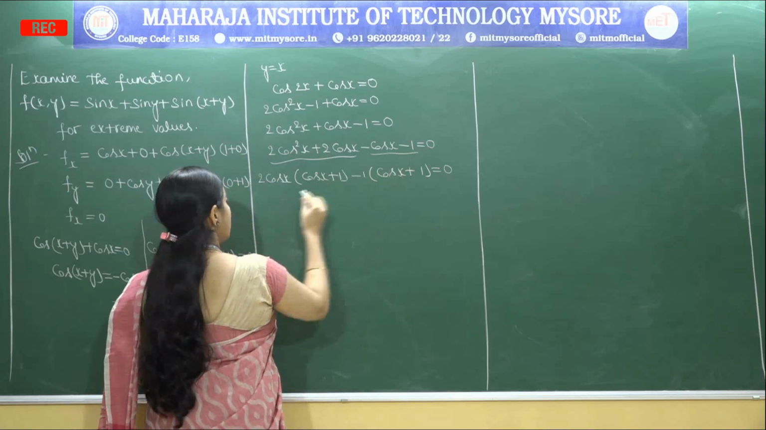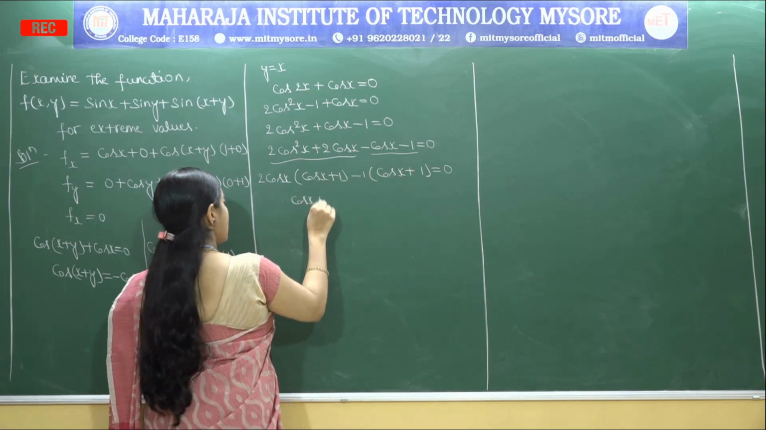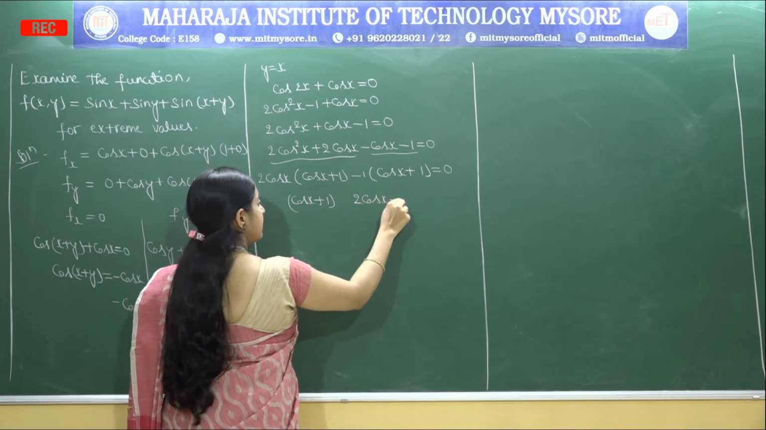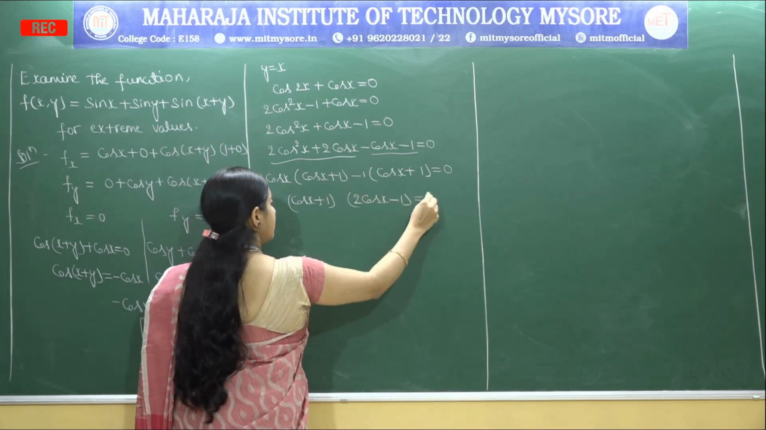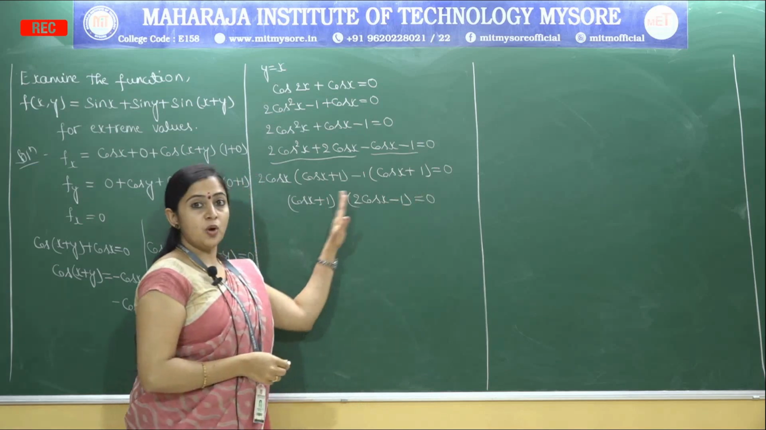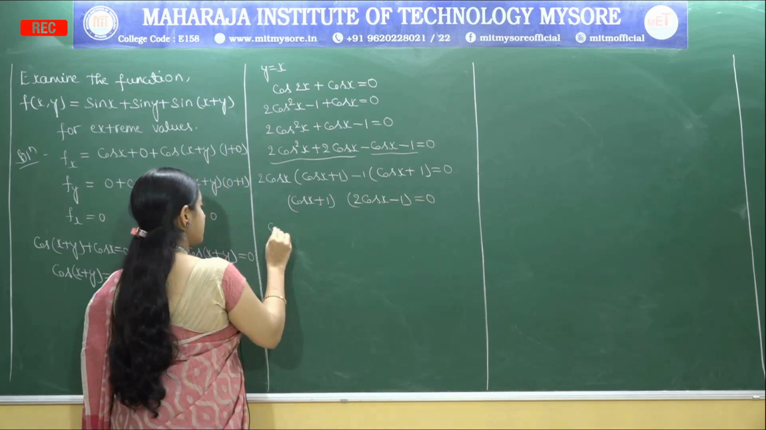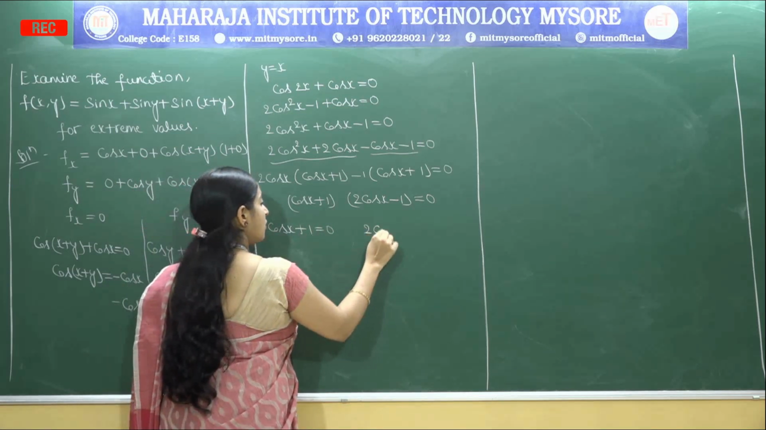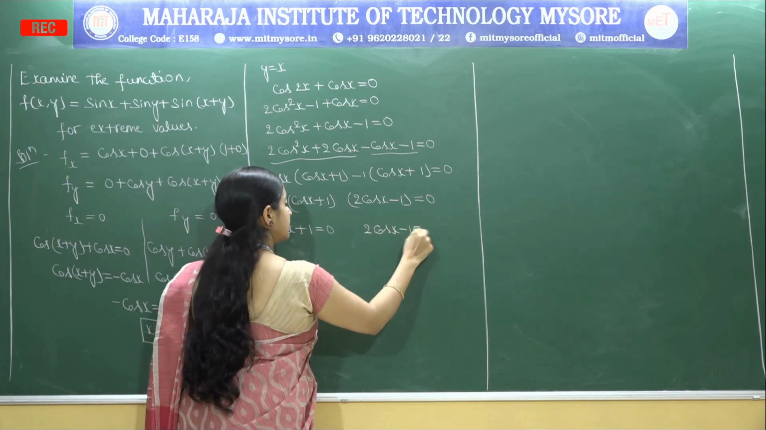So from these two terms, take cos x plus 1 as a common term. In the first term you have 2 cos x, second term minus 1 equals 0. Since you have the product, equate these terms to 0. So cos x plus 1 equals 0 and 2 cos x minus 1 equals 0.